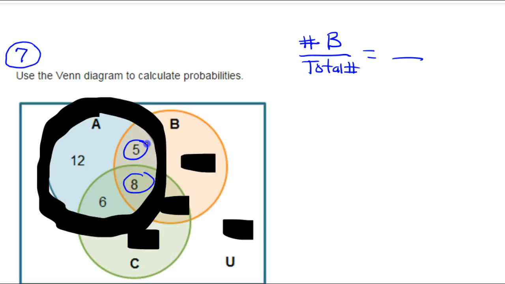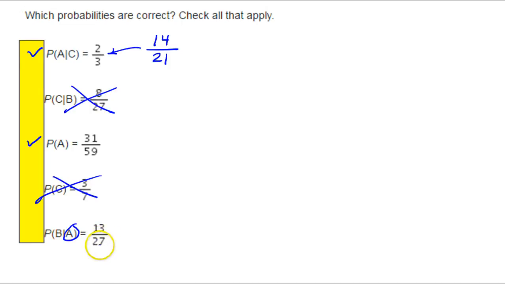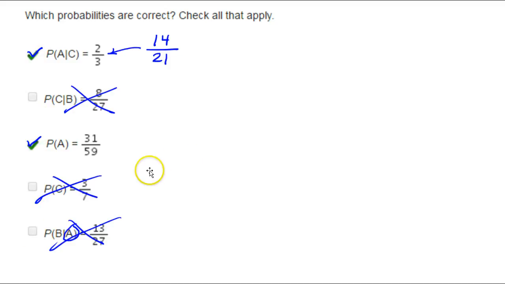Alright, so putting those together, we're looking at 13. So that's the number of B's. Now the total number is if you add all 4 of these up. So that's 31. So 13 out of 31. Oh, but they have 27, so that's wrong. So I think it's only these first two, well, not the first two, but it's only these two that I have checked that are correct. And there you go.